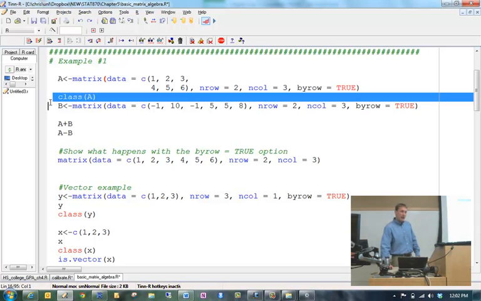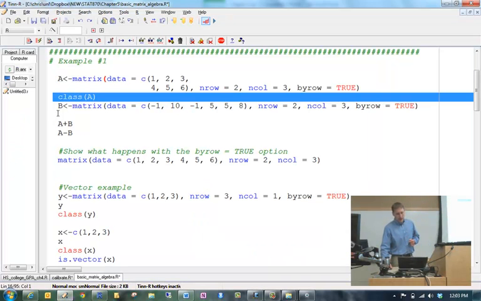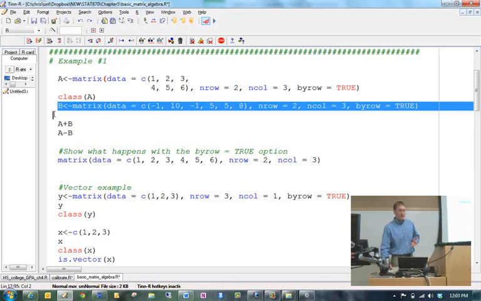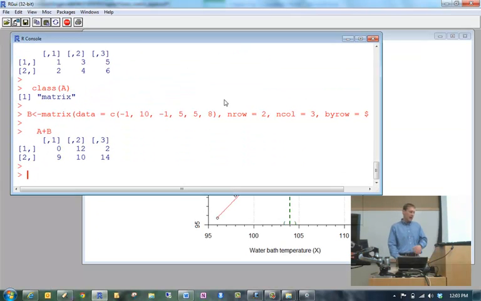Remember the class function that we have briefly looked at before in Chapter 1? Class of A is matrix. So that just shows you that indeed this is what R calls a matrix. I can also do B, and if I want to take A plus B, well, I use A, the plus sign, and B. And there's exactly the same result that we had on page 5.5.